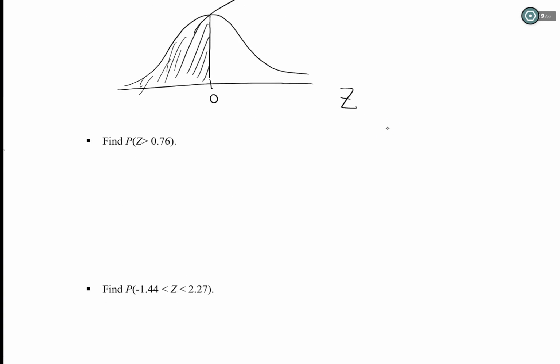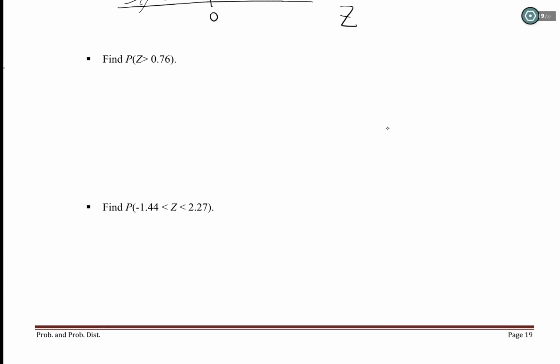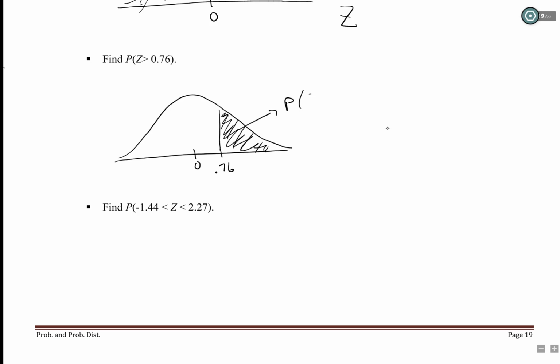What about the probability that z is bigger than 0.76? So this is the area under the curve to the right of 0.76. The greater than tells me I'm dealing with a right area. So that probability is that area there. Well, if I look up a z-score of 0.76, the table is going to give me this area here.